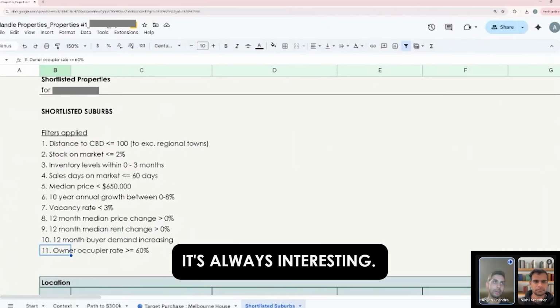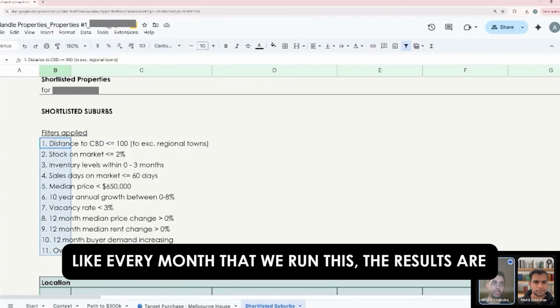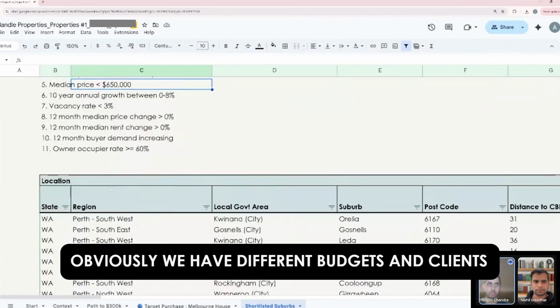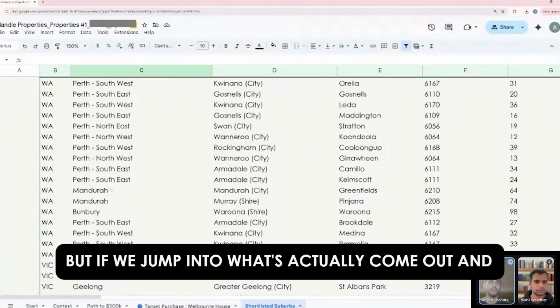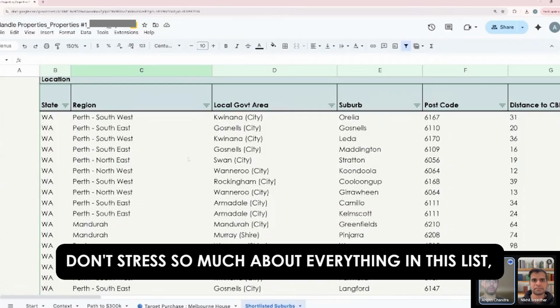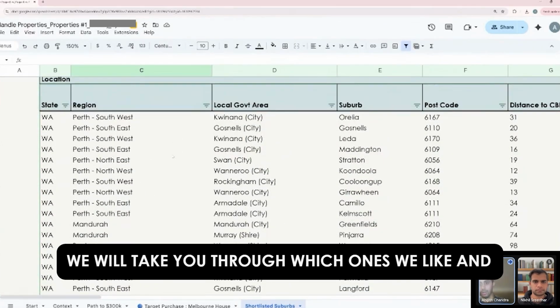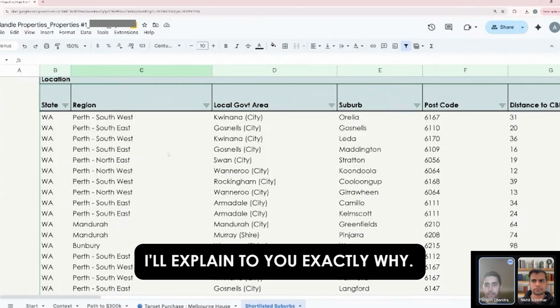We've put a few together. It's always interesting, every month that we run this, the results are slightly different. Obviously, we have different budgets and clients with different things. But if we jump into what's actually come out, and don't stress so much about everything in this list, we will take you through which ones we like, and I'll explain to you exactly why.